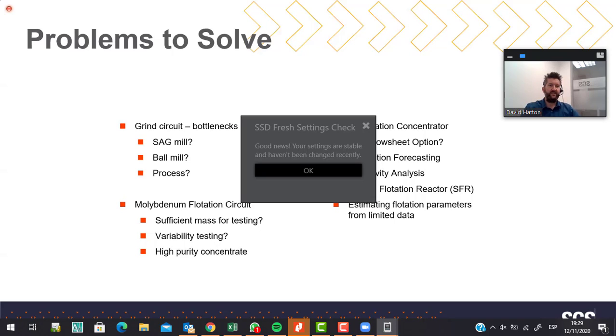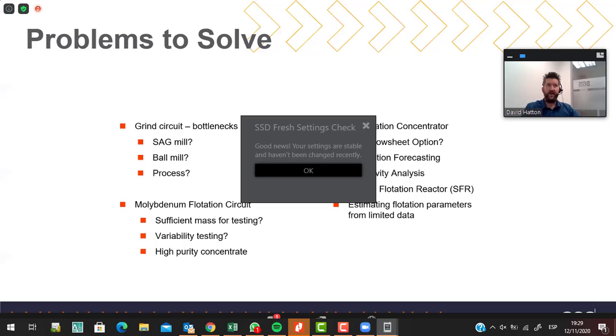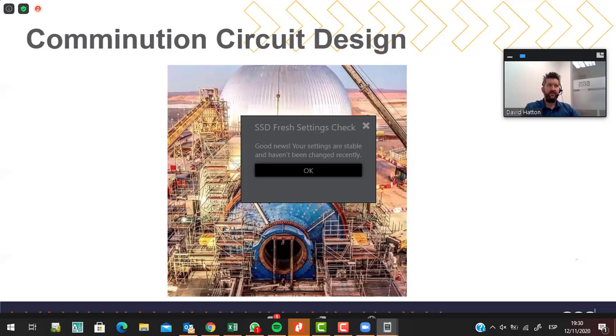One of the real challenges with designing a moly circuit from flotation test work is having enough sample mass to do test work. You start off with, let's say, 100 kilograms of copper feed to the copper circuit, and you only end up with 1 or 2 kilograms going to the moly circuit, and that's on the plant scale. Well, imagine in the laboratory where you've got to create a feed to that moly circuit, and now you've got to start doing test work on that minimal amount of sample. I'll get into that as we go through.